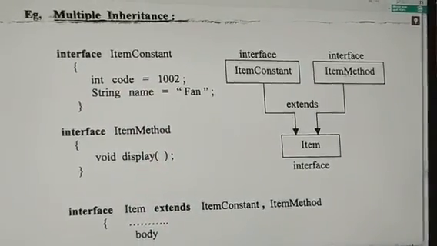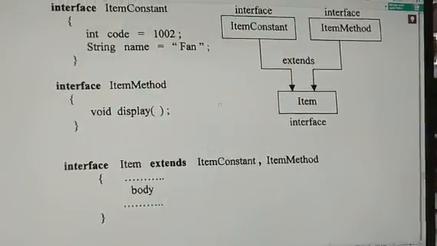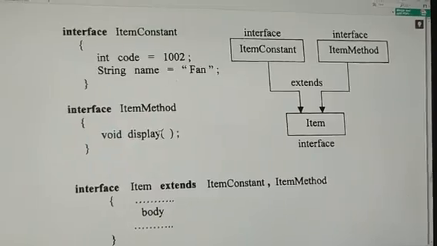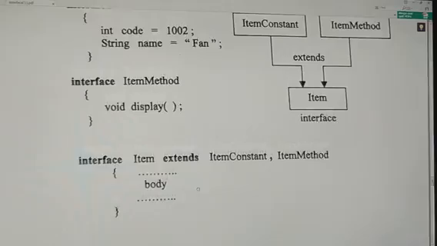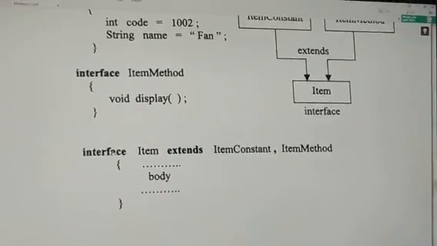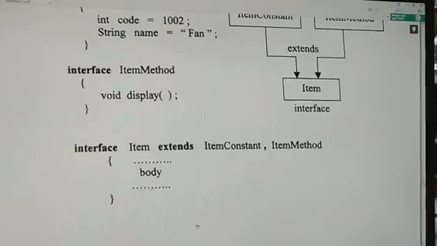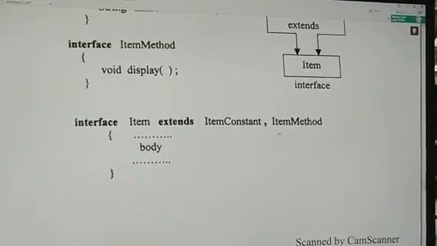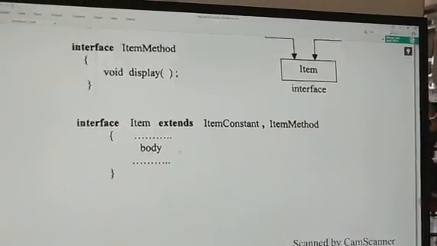Here two interfaces are present, and the interface item is also given here. Interface item constant, a code has been given, and a name has been given, and then the body has been given here, an abstract method. So now interface item extends item constant and item method. The total thing has not been given here, so it can extend both of them, but it is not possible for a class to extend both of them.